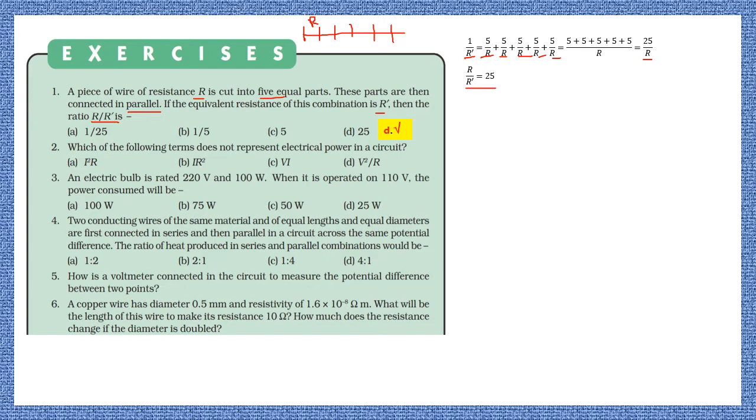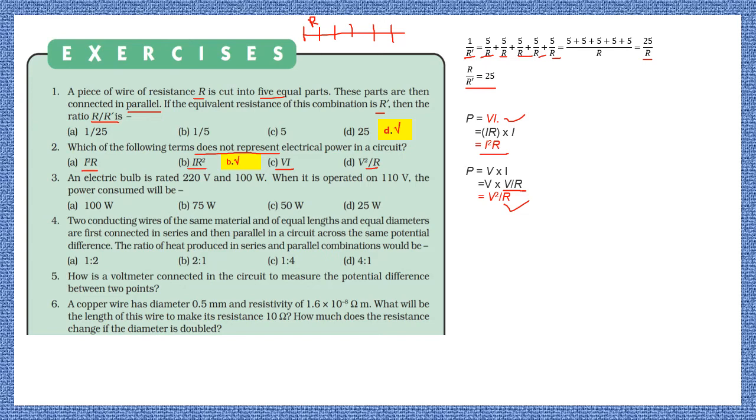The second one is, which of the following terms does not represent electrical power in the circuit? Means which one is not the formula of electrical power? The correct answer is B. B is not the formula. How? See, here you can see P is equal to VI. So this is the formula of power. If I substitute the value of V, I will get I square R. Matlab this is also the formula. Now in P is equal to V upon I, if we substitute the value of I, we will get V square upon R, this one. So this is the only term that does not represent electric power. So this is the correct answer.